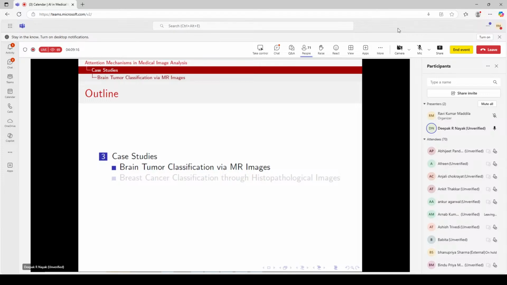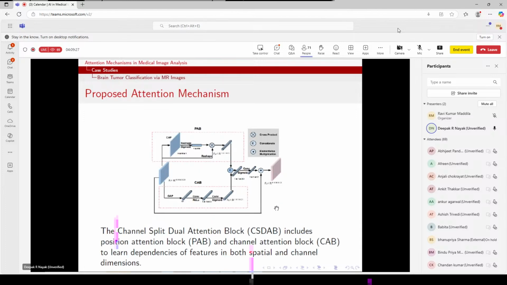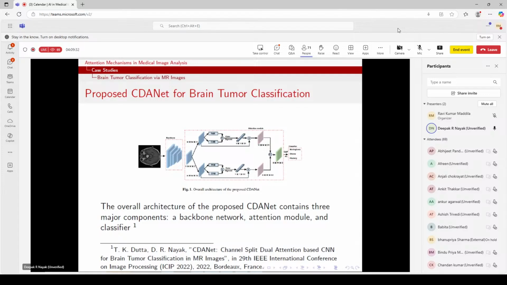One is the brain tumor classification problem, which is a very common and very old problem, where the task is to classify brain tumors into 3 categories: glioma, meningioma, and pituitary. And for that, we have designed an attention mechanism, and the work was published in the 2022 International Conference on Image Processing. We all know this is a very old and large conference in the field of image processing, right? This was with one of my students, TK Datta.